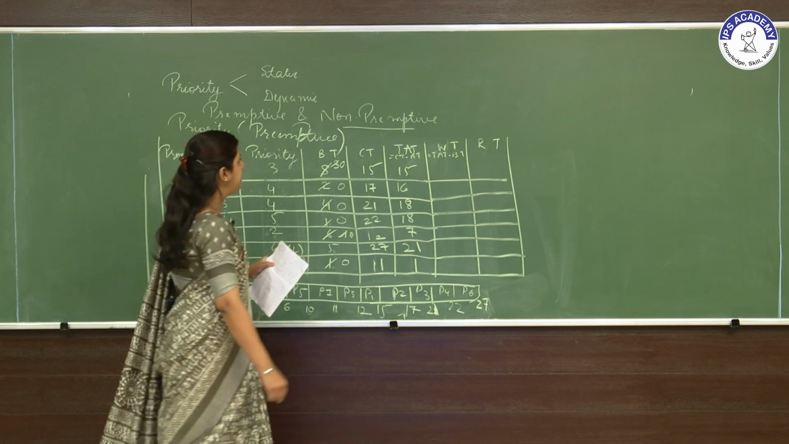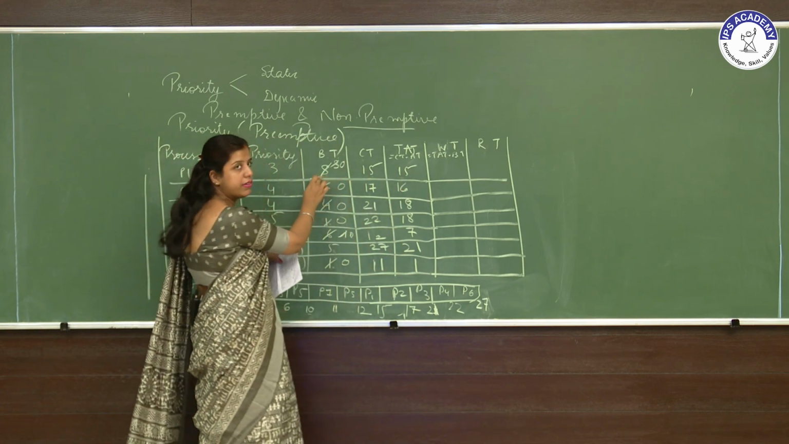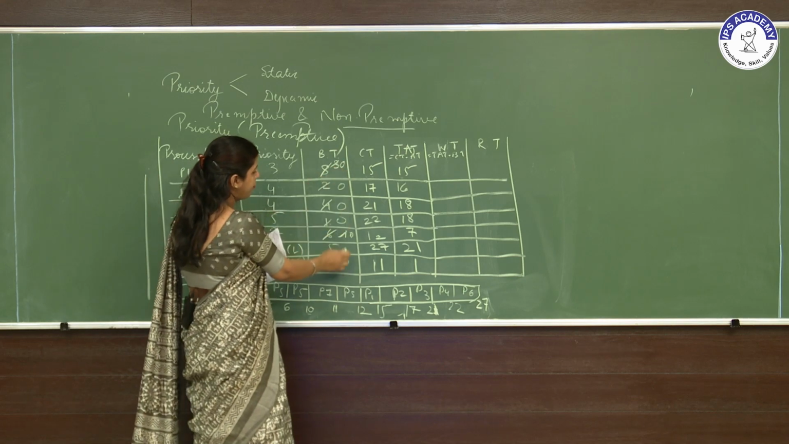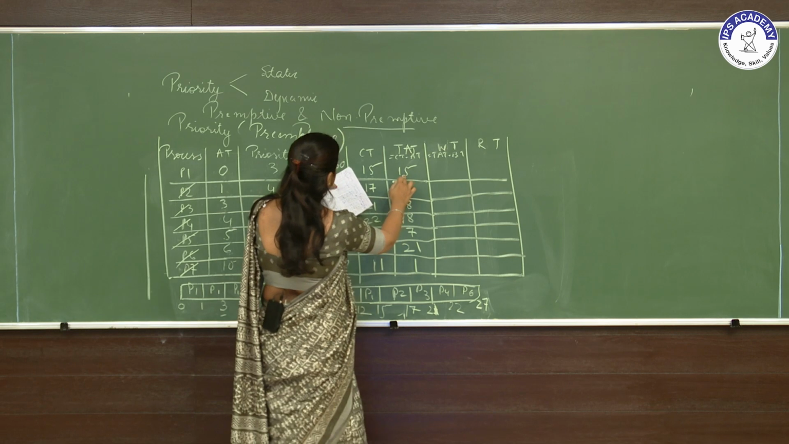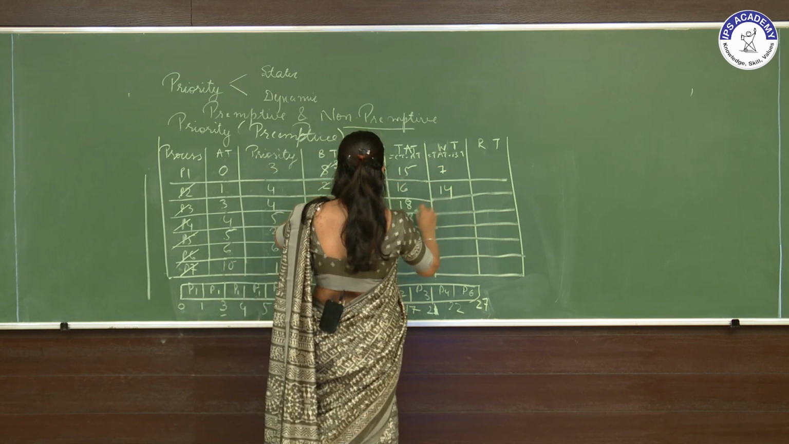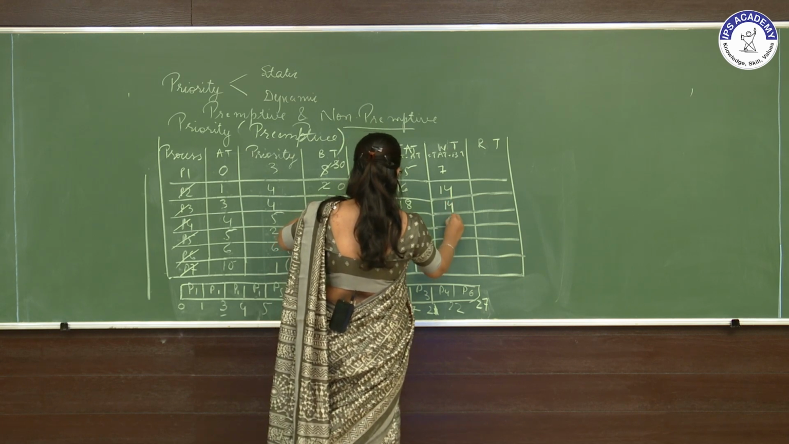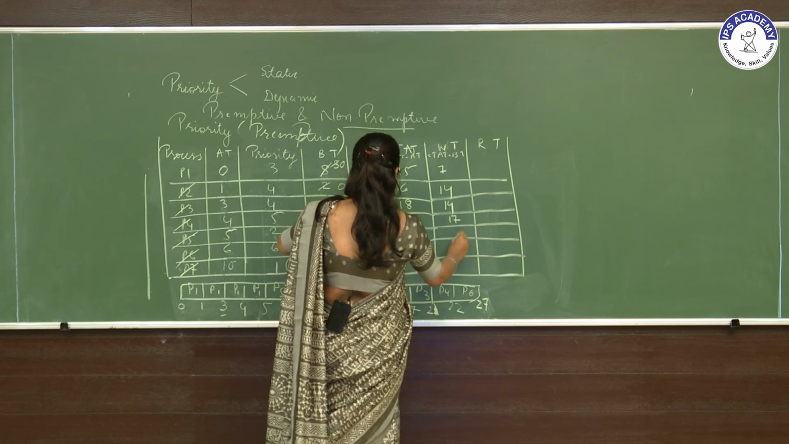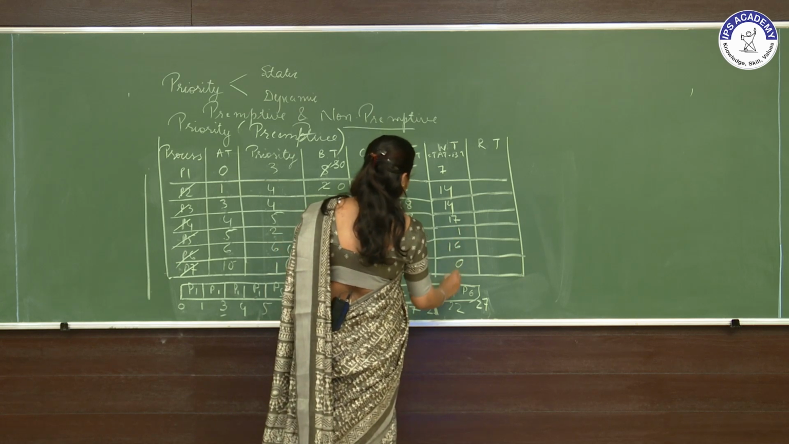Now we'll calculate waiting time. Turnaround time minus burst time. Burst time is the original, whatever is given in the numerical, not the one which we have found here. 15 minus 8, 7. 16 minus 2, 14. 18 minus 4, 14. 18 minus 1, 17. 7 minus 6, 1. 21 minus 5, 16. And 1 minus 1 will be 0.